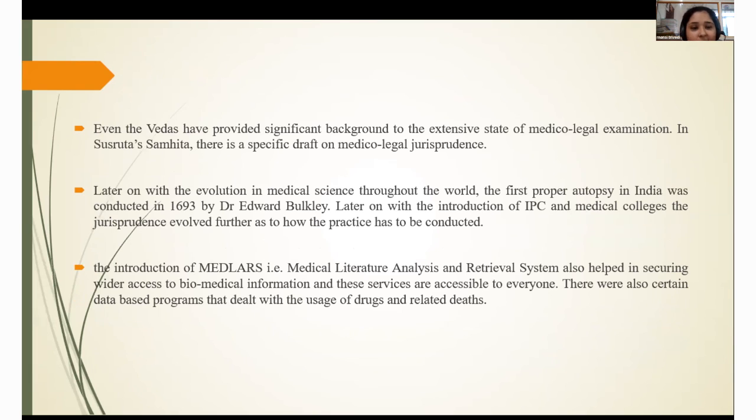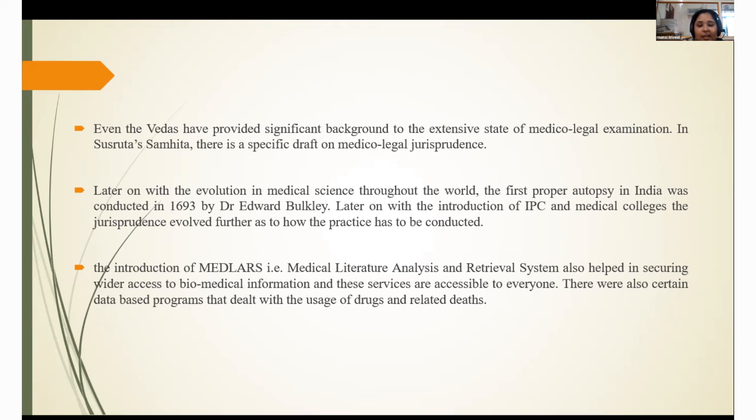As far as the Vedas are concerned, they have provided a background for medico-legal examination. There is a specific draft for medical jurisprudence in the Sushruta Samhita. Later, in 1693, Dr. Edward Bulkley did the first proper autopsy in India, and later, with the introduction of the Indian Penal Code and medical colleges, jurisprudence has evolved with the different kinds of practices that can be conducted. For example, the Medical Literature Analysis and Retrieval System helps in securing wider access to biomedical information, and these services are accessible to all.